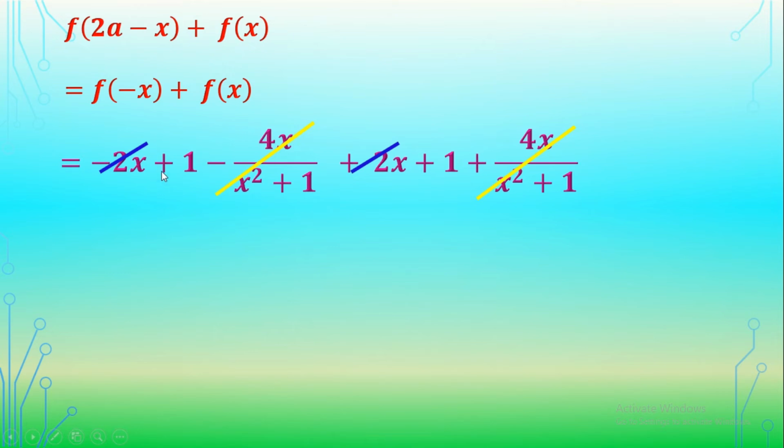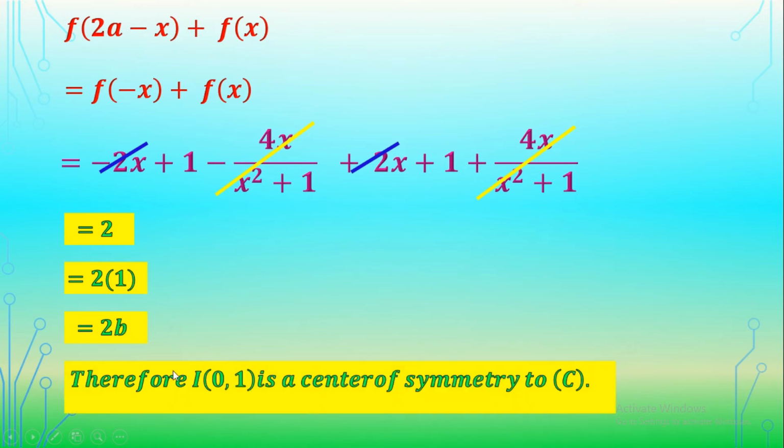Now what remains for us? Plus 1 plus 1 is equal to. Note that 2 we can write it as 2 times 1, 1 which is b, the ordinate of I. So it's equal 2 times b, therefore we can say that the point I having coordinates 0, 1 is the center of symmetry to the curve C representing the function f.